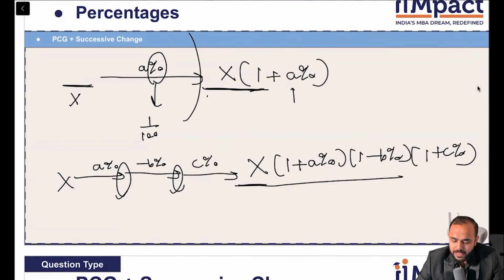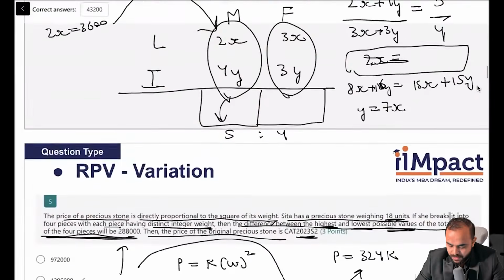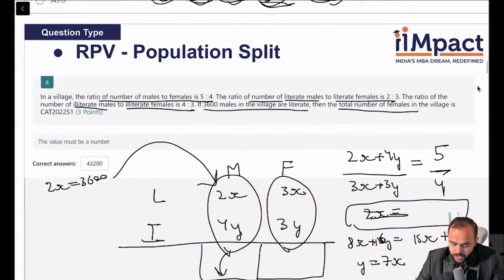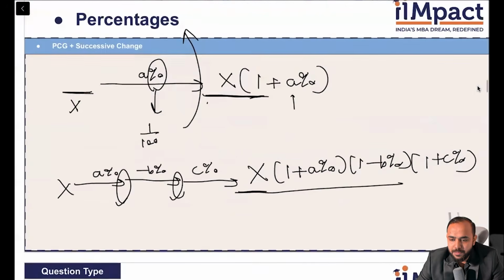So most percentage questions overlap with ratio proportion as well, because I could have given you, for example, these data points as percentages also. I could have said that literate males are 40% of all literate population. So that's up to you to decide that this is 2 is to 5 or 2x 3x. So the only novel thing which is happening in percentages is this percentage change graph.